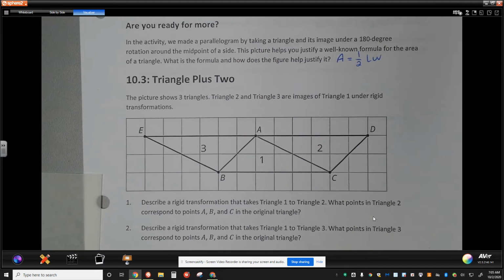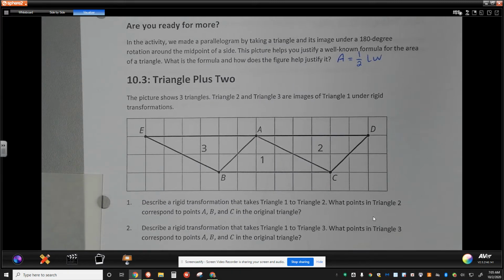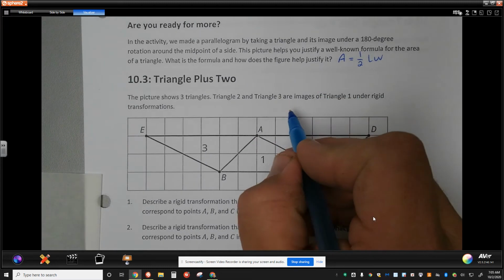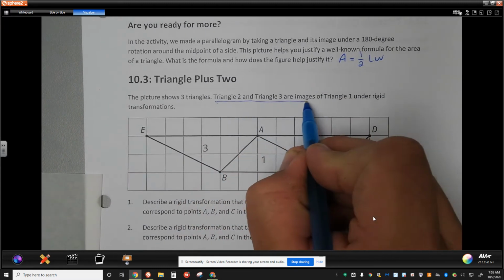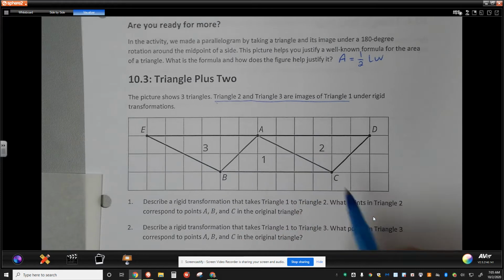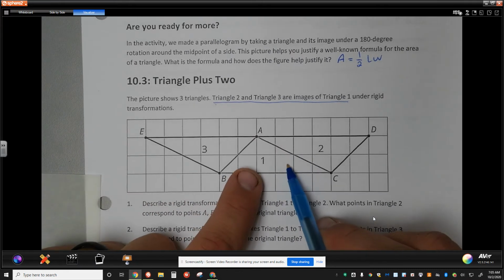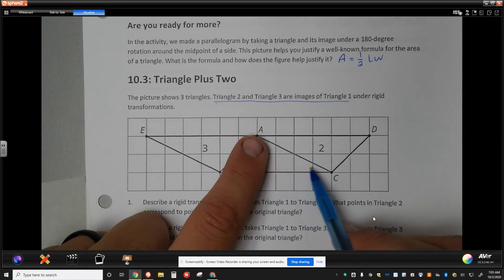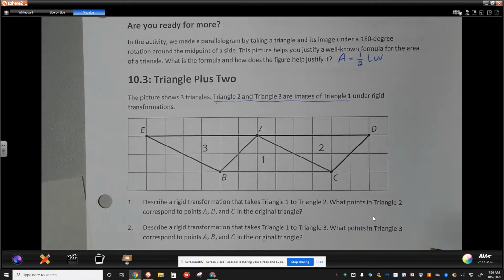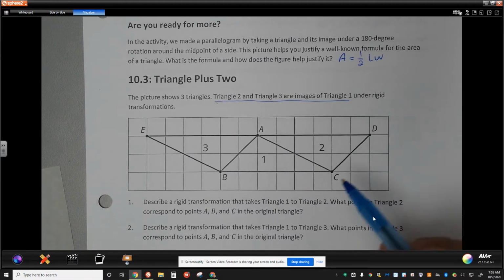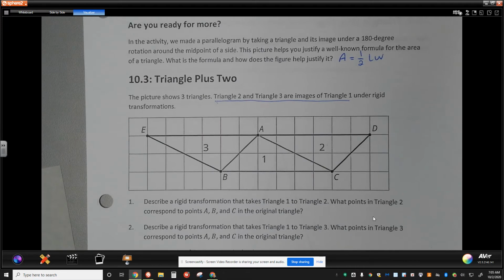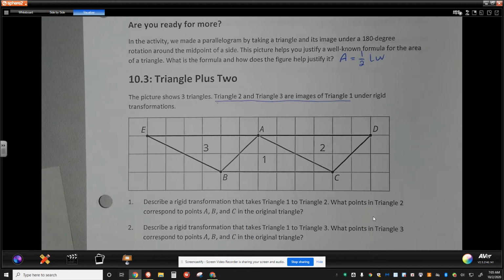So let's look at the next one. This picture shows three triangles. Triangle 2 and Triangle 3 are the images of Triangle 1. So we know that each of these three triangles is exactly the same triangle. Just these two appear to be rotated 180 degrees around one of the points and probably translated to another point. Describe a rigid transformation that takes Triangle 1 to Triangle 2. And what points in Triangle 2 correspond to A, B, and C in the original triangle?